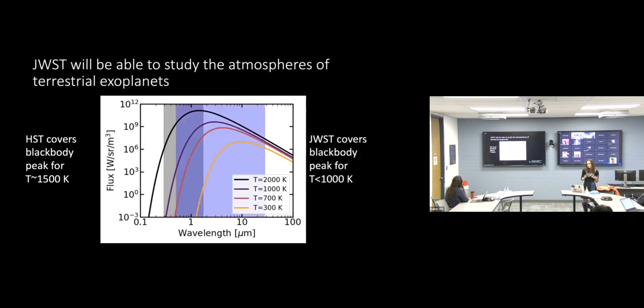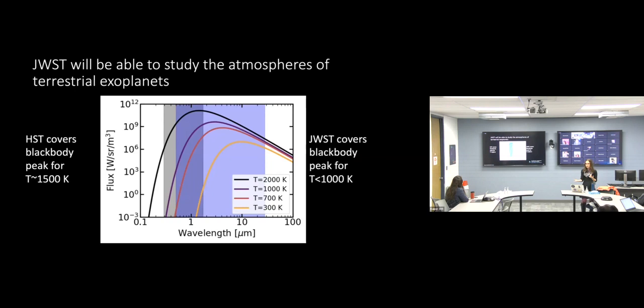On the other hand, JWST has wavelength coverage extending all the way out to the mid-infrared, to about 28 microns, which means it'll cover the regions of peak flux for bodies that are much cooler, extending down into these habitable temperatures.